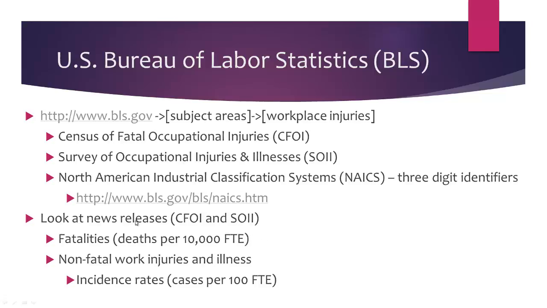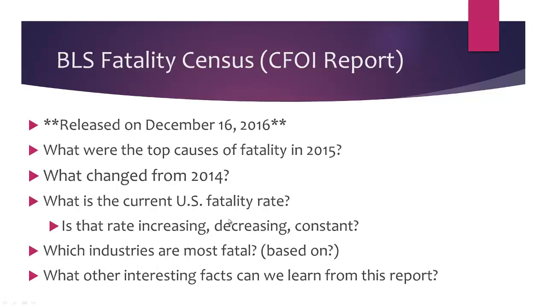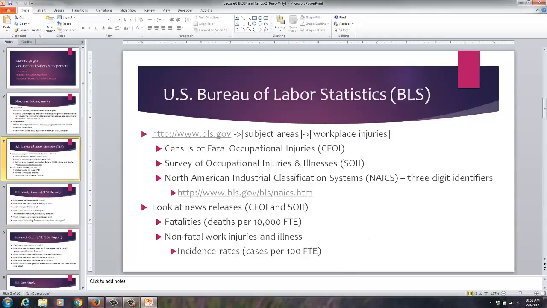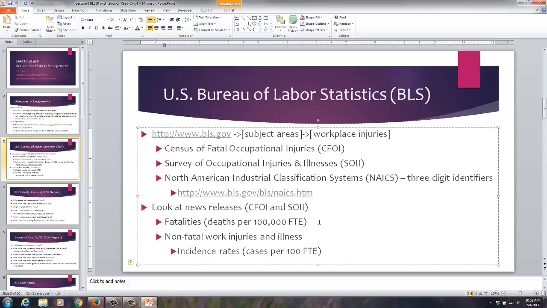The first thing I want to show is that there are rates. They do counts or number of cases, and then they do rates. When you're looking at the CFOI or for fatalities, it's the number of deaths or fatalities per, I believe that's supposed to be 100,000. Excuse me, that's incorrect. I'll go back and correct that. Really quick, and I'll even show you on the report. It's per 100,000 full-time equivalency or full-time employees, whereas the incidence rate is per 100 employees. And we'll verify that. I can't believe I messed that up already. Just started the darn lecture.